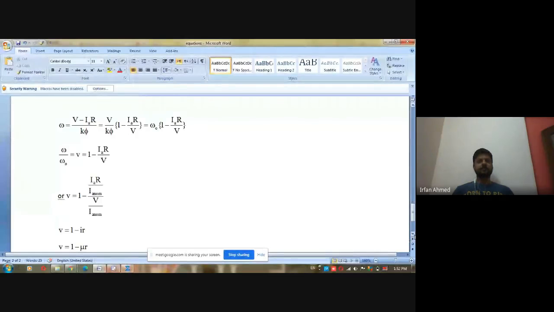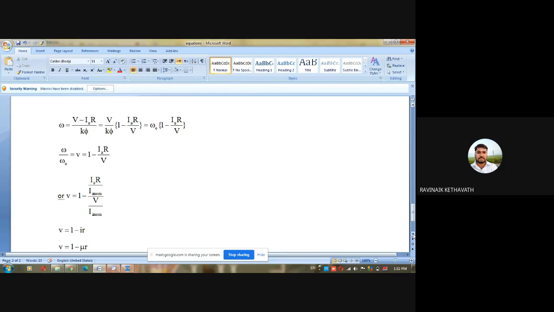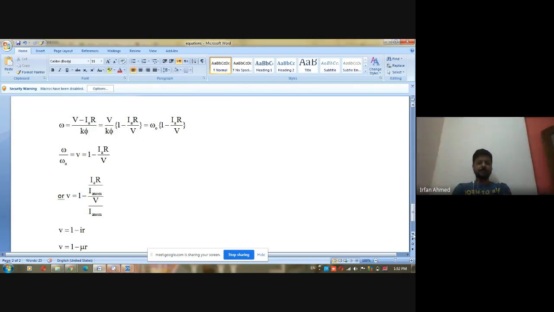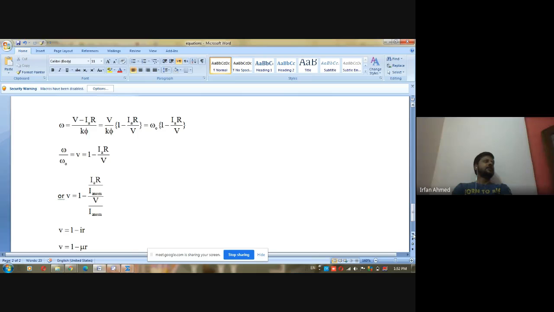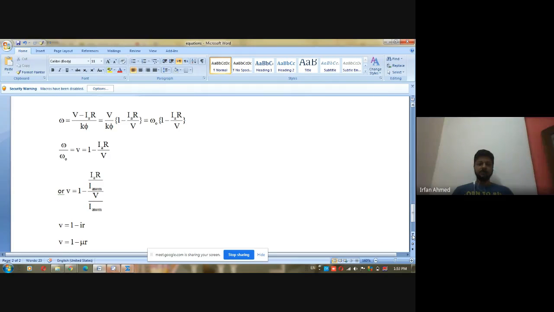Correct? Torque is proportional to phi into Ia. Mu is the torque, i is the current. So, as I was saying, if the flux is constant, then torque is directly proportional to the armature current. So instead of per unit current, we can also write the per unit torque. So, are these equations clear to you?